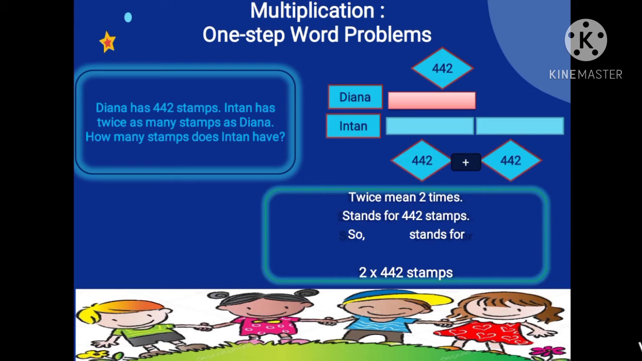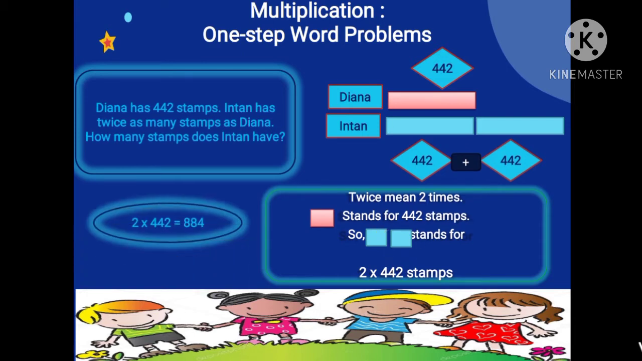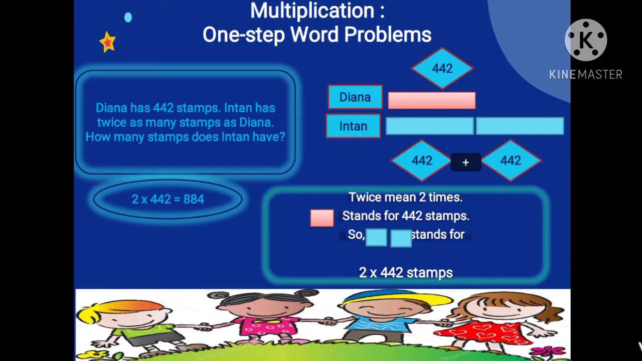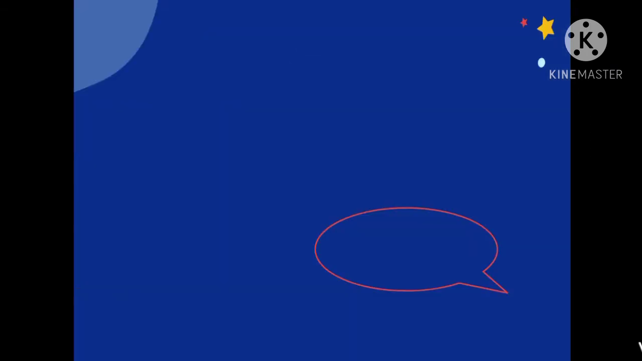It means 2 times 442, or 442 plus 442. So 1 stands for 442, so 2 stands for 2 times 442. So how many stamps does Intan have? 2 times 442 is 884. So Intan has 884 stamps. So pay attention, if they mention twice, it means 2 times. If they say thrice, it means 3 times. Okay, let's take a look.